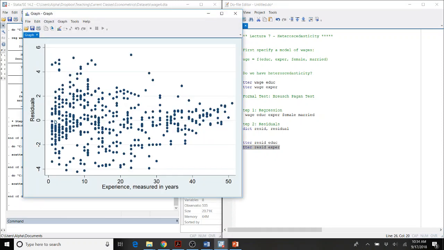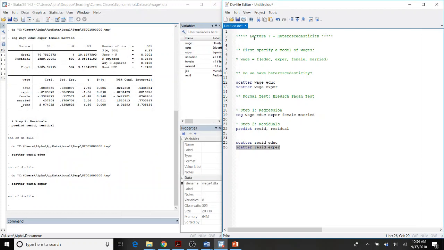So, okay, here are residuals. Again, yes, very little variation in the residuals at high levels of experience. A lot of variation in the residuals for low levels of experience. Okay, so this looks like heteroskedasticity.